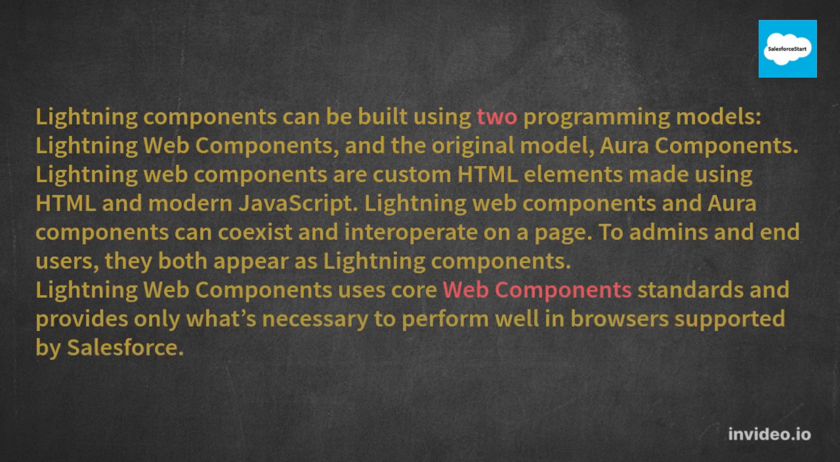Lightning components can be built using two programming models: Lightning Web Components, and the original model, Aura Components. Lightning Web Components are custom HTML elements made using HTML and modern JavaScript. Lightning Web Components and Aura Components can coexist and interoperate on a page. To admins and end users, they both appear as Lightning Components.